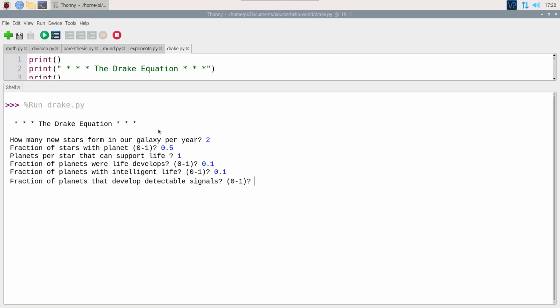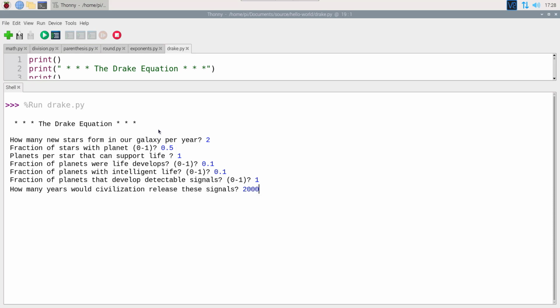And then how many of those actually develop a detectable signal? I'm going to go with a fraction of 1. In that case, I'm going to assume that if they're intelligent, they're going to develop technology that has the potential to broadcast a signal into space that would be detectable. And then how many years would that civilization last? Currently, we only know of one civilization that has been doing this for about 90 years. Maybe it's longer than that. I don't know. So let's just say 2000.